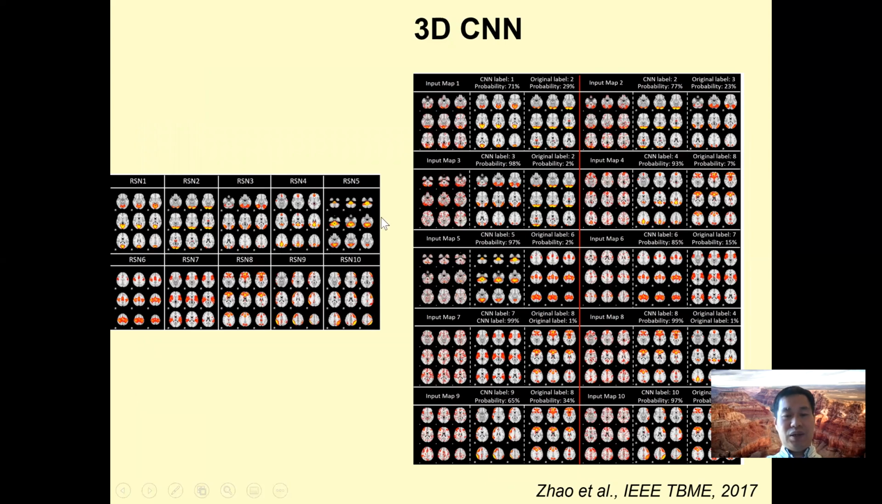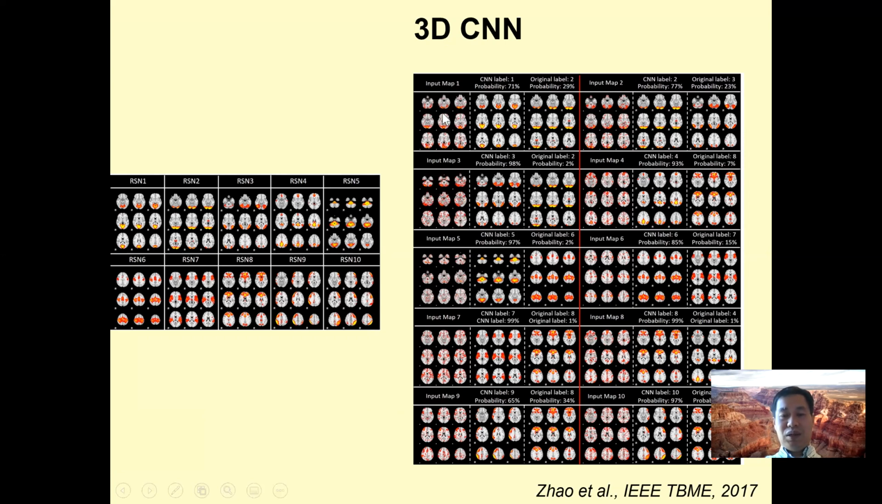So these 10 reference data networks are mostly reproducible and commonly reported in the literature. So we start with these 10 networks as the reference. And then we design the 3D convolutional neural network architecture to recognize these input brain networks.